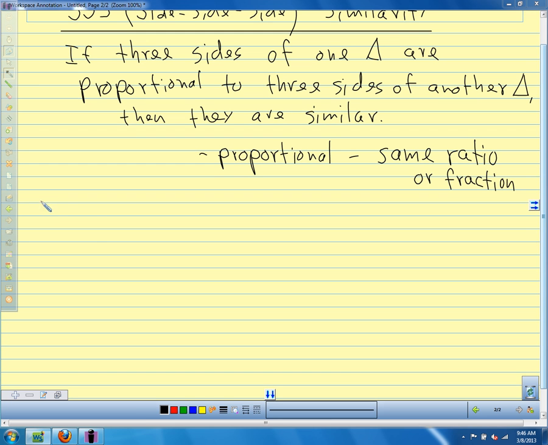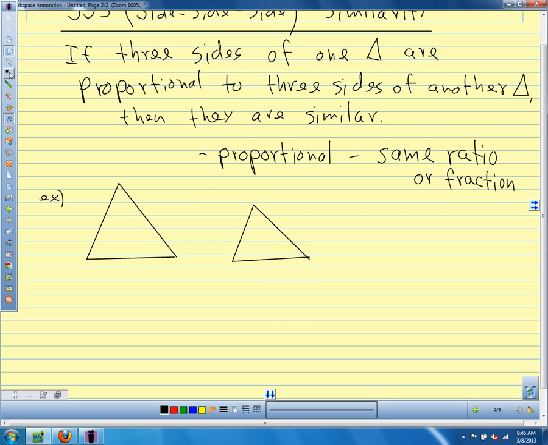So let's look at a couple of examples with side, side, side. None of my pictures are going to be to scale, so fair warning there. Go by what it says, not what it looks like. So there are my triangles, and we want to know, are they similar?